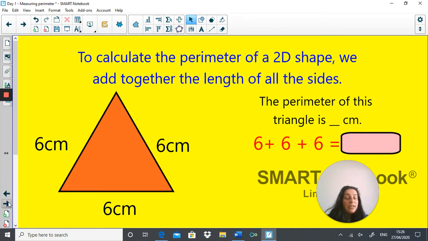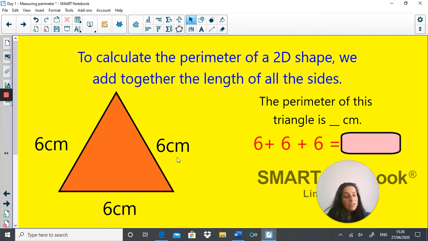Now, a triangle is also a 2D shape. A triangle has three sides. So here are the three sides: 1, 2, 3. And because this is an equilateral triangle, each side is the same length, 6 centimetres.